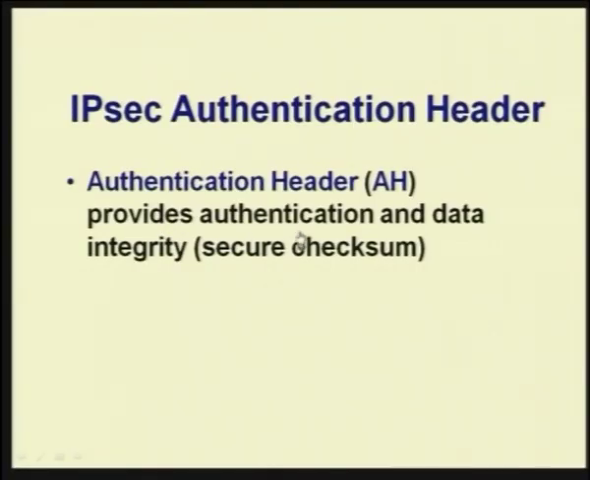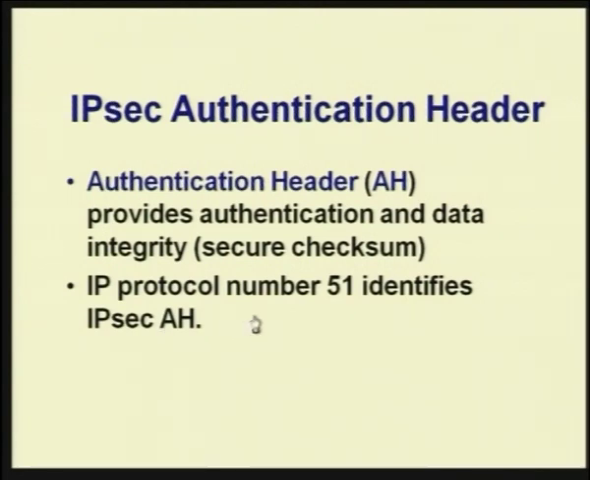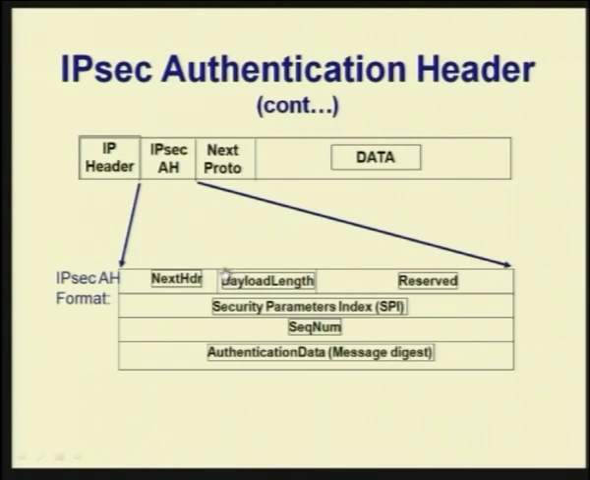If you look at the authentication header of the IPsec protocol, this is the one which provides authentication and data integrity. Secure checksum is what it provides for this purpose. The IP protocol number 51 identifies the IPsec AH. That is, we said that the IPsec protocol runs on top of the IP protocol. So, the protocol field in the IP packet would have a value of 51 and that would point to the IPsec authentication header. So, if you look at the authentication header, this is how it looks.